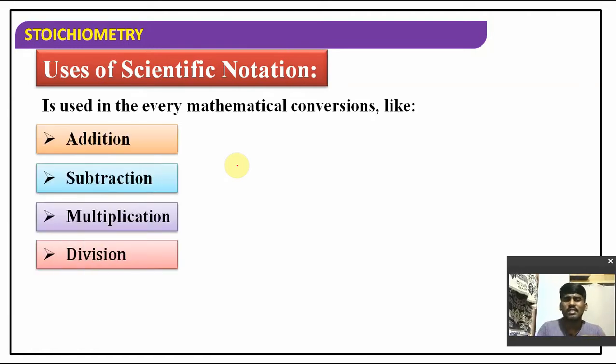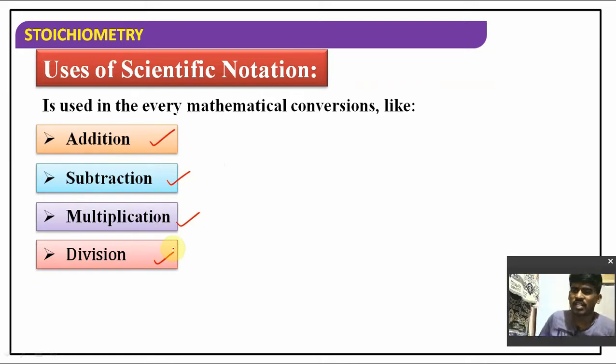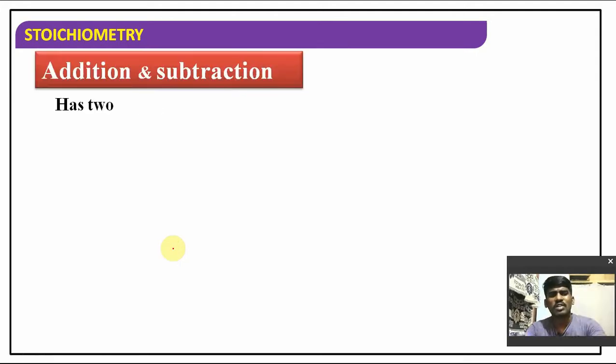And where will we use this scientific notation? Scientific notation can be used in most of the mathematical conversions, guys. It can be used in addition, subtraction, multiplication, and division also. Understood? And each and every point we will be talking about now. So first one, what we have, addition and subtraction.